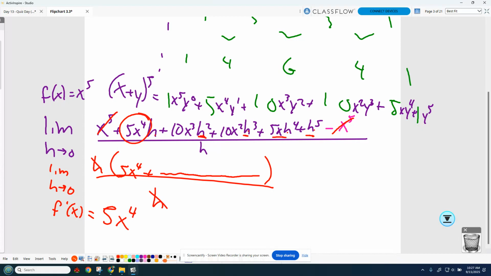What if it was x to the 7th? What do you think that would be? Yeah. 7x to the 6th. What if it was x to the 50th? I would not do this expansion. 50x to the 49. That's power rule. It's always going to be by Pascal's triangle. It's going to create that coefficient, that front number is going to be the power. So this is power rule. Sorry, long way to get there.